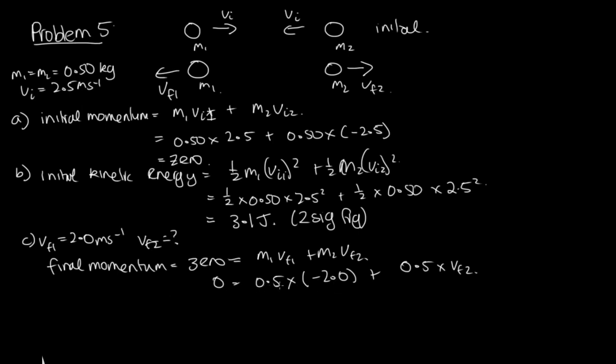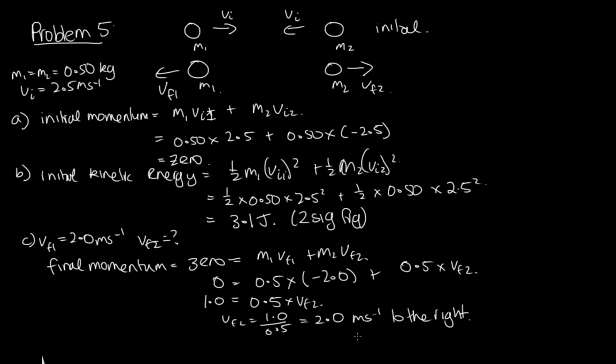And so moving this over to this side, we've got 1.0 is equal to 0.5 times vf2, and so vf2 is equal to 1.0 over 0.5, which is equal to 2.0 meters per second, and that, because it's positive, is to the right.